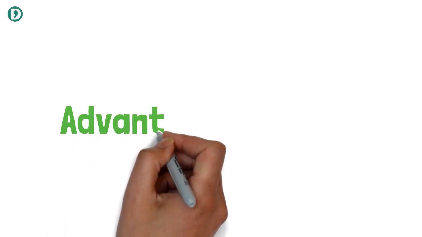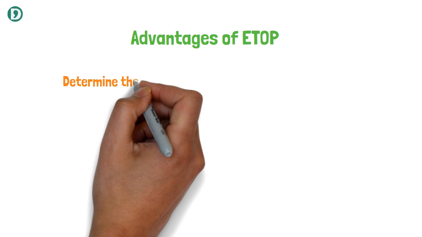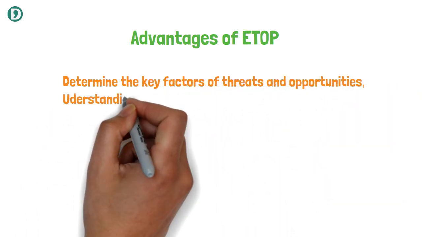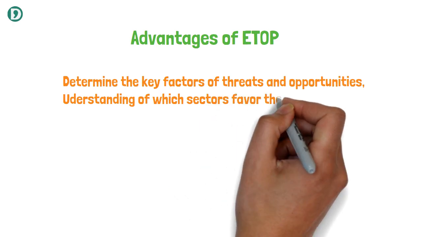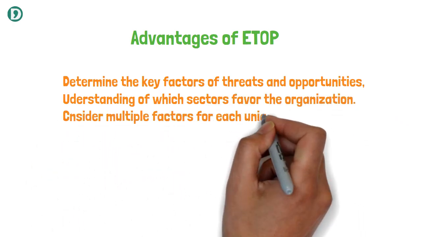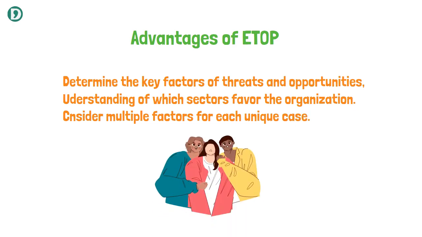Now let's talk about some advantages of ETOP. It is a compass that helps to determine the key factors of threat and opportunity. It provides a clear understanding of which sectors favor the organization. And its beauty is that it's very flexible. You can consider multiple factors for each unique case.